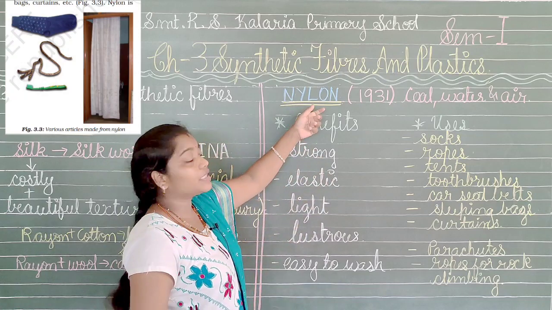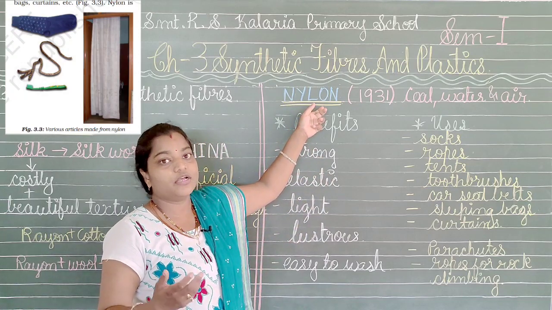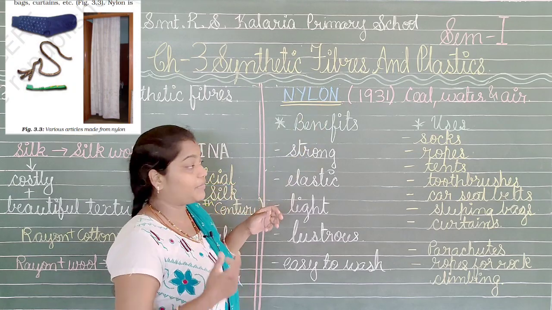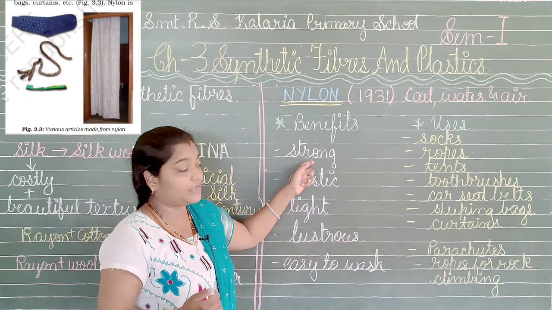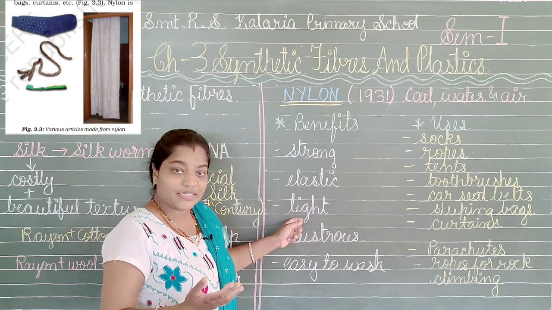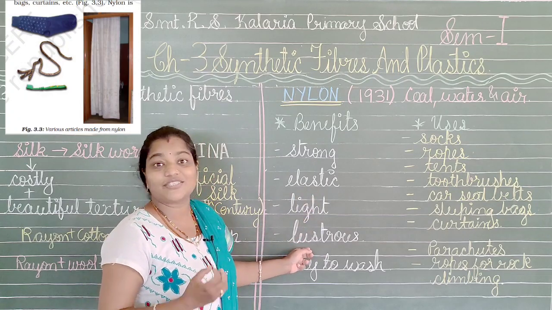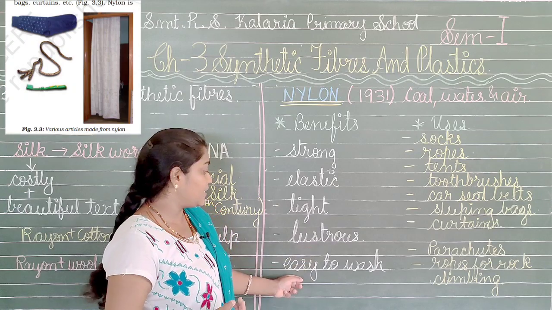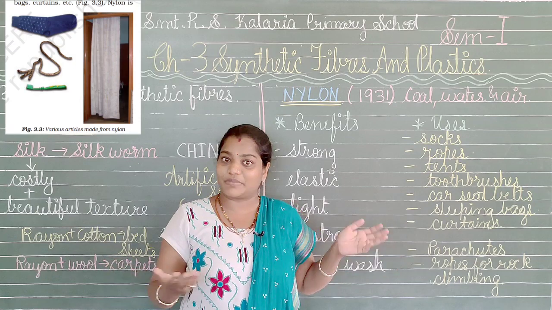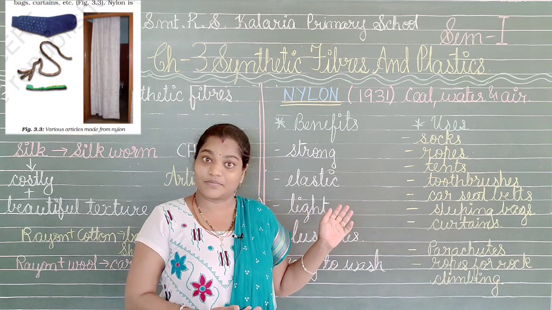Okay, now see what the benefits are of this nylon which we have prepared in an artificial manner. It is strong, it is elastic, it is lightweight, and it is lustrous, meaning shining when seen. Then it is easy to wash. What other things do we want? These are the benefits we get from nylon.